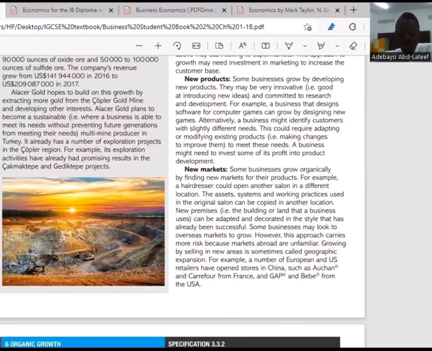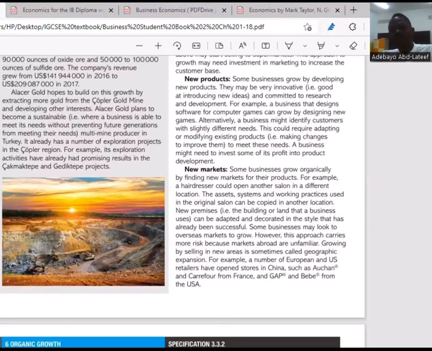Four, unable to fully exploit economies of scale. Yes, businesses, when they grow, definitely are going to enjoy economies of scale. But when you are growing organically, in the short run, you might still incur more cost. But in the long run, you might start enjoying economies of scale. Unlike a business that grows inorganically, which means integration.